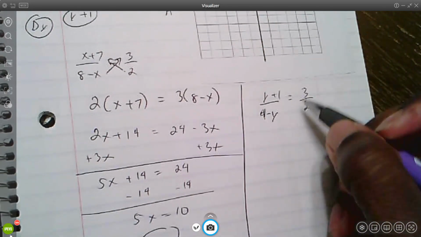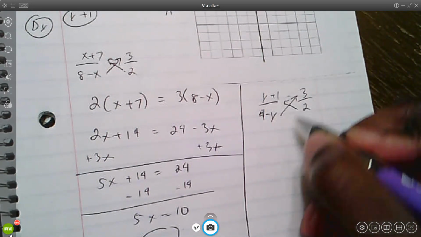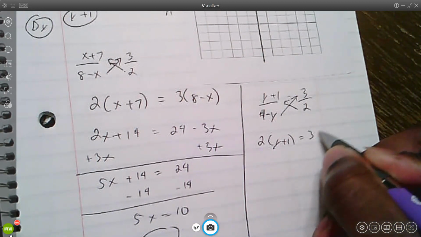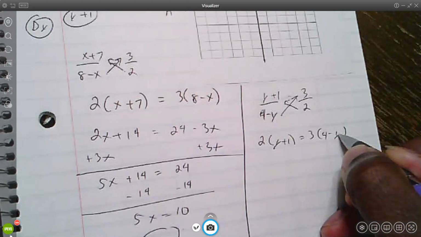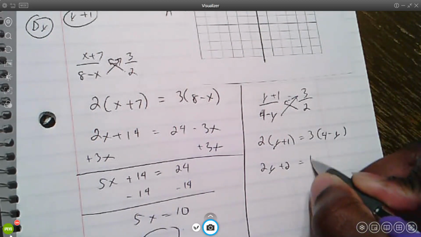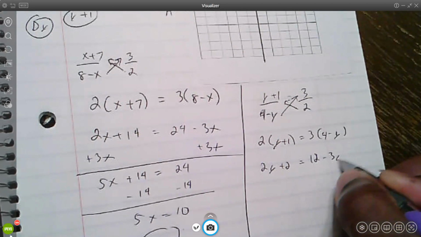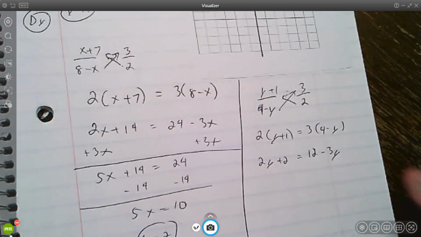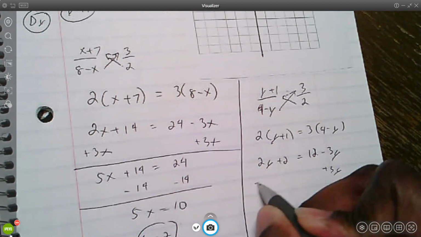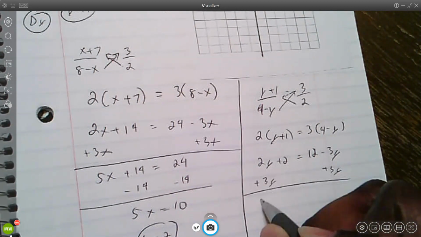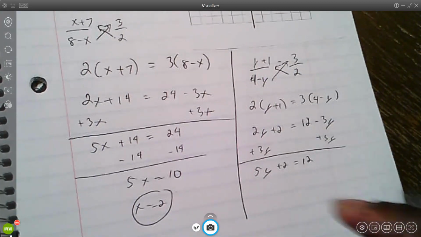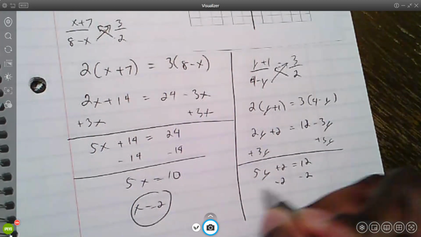So if that's true, I'm going to cross multiply here, making it 2 times y plus 1 equals 3 times 4 take away y. So it's 2y plus 2 equals 12 after you distribute everything into it. Take away 3y... so I'm going to add 3y to both sides. 5y plus 2 equals 12. And of course subtract 2 and then divide by 5.